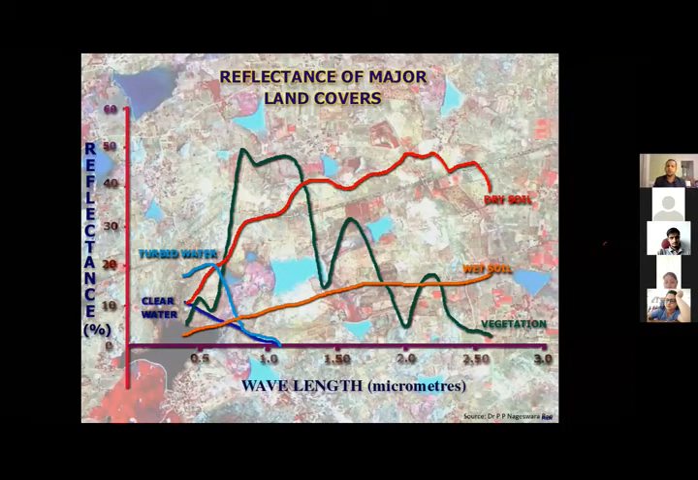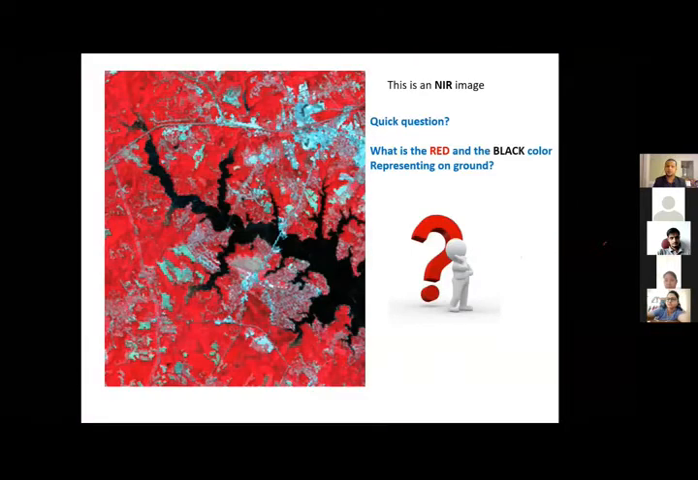So here is a quick question to all of you. What do the red and black colors represent here on the ground? On the left, you see an image. It is a satellite image. It is a false color composite image, meaning that it is not truly representing the natural color, but it is an NIR image. So my question is, what are red and black here?